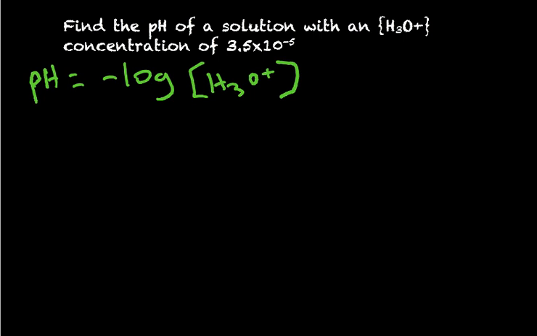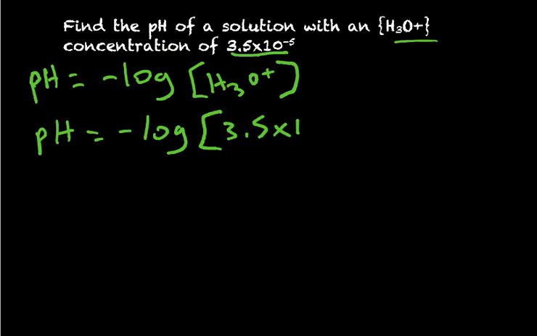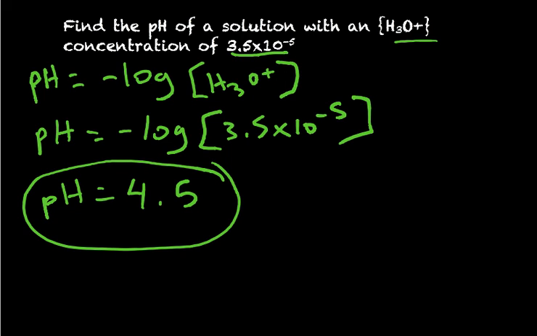So in this problem we are given the H3O+ concentration, which is 3.5 times 10 to the negative 5. So all we have to do is plug it in. The pH is equal to the negative log of 3.5 times 10 to the negative 5. Plug this into your calculator and you get pH is equal to 4.5. That's your answer.